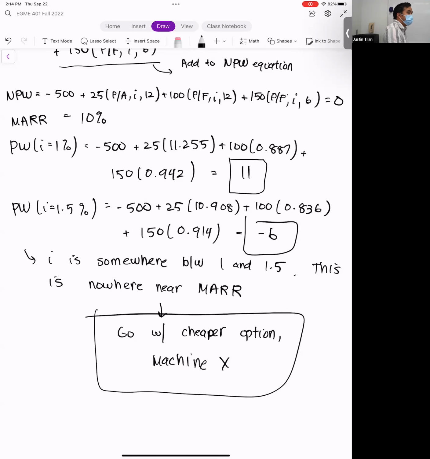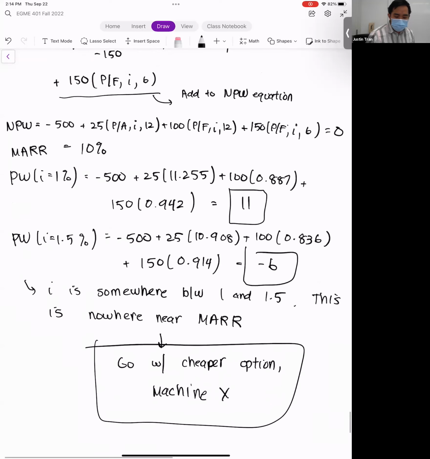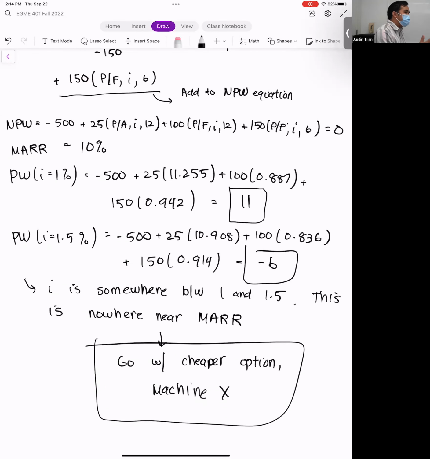So the outbound component, why did we choose a P over conversion? Yeah, that's a good question. And so we chose P over F because that replacement cost is only going to occur once. Basically, machine X is going to die at month 6, and then you just apply a replacement, just that one.